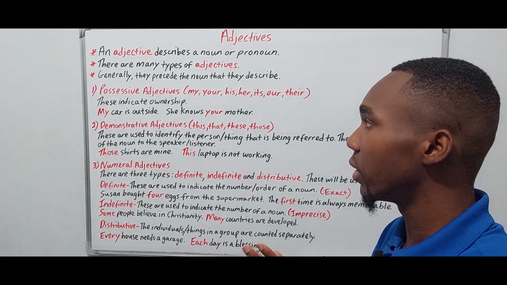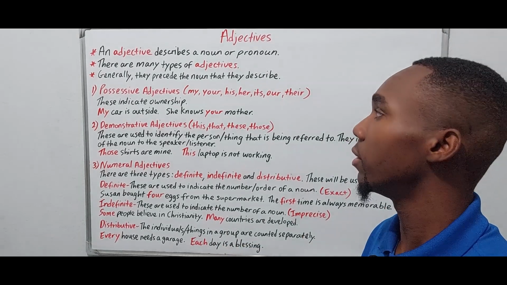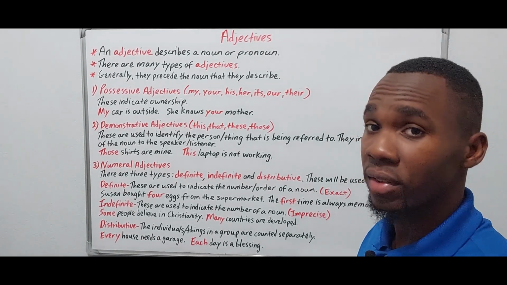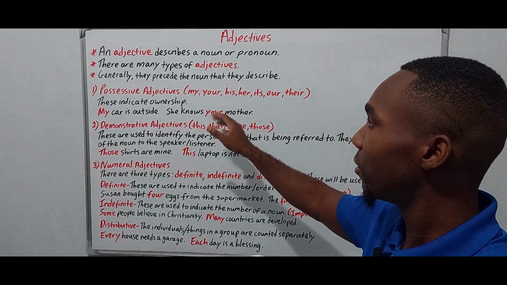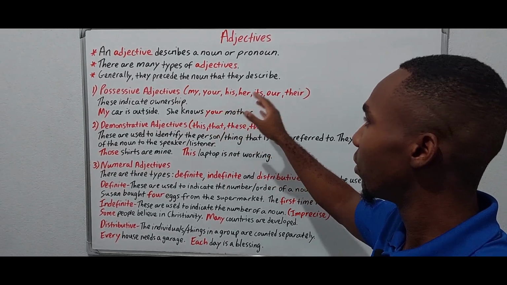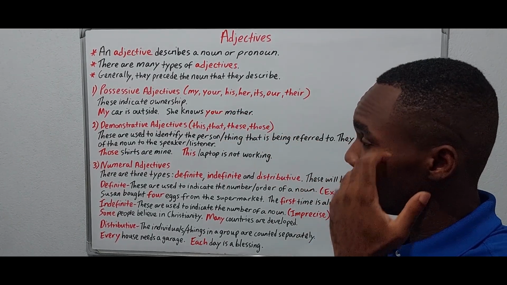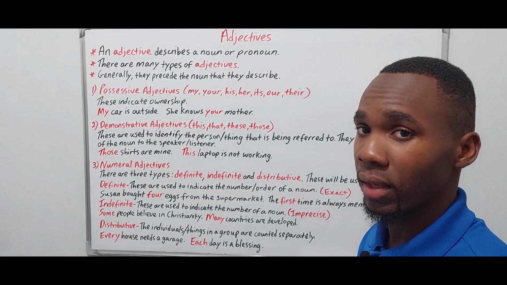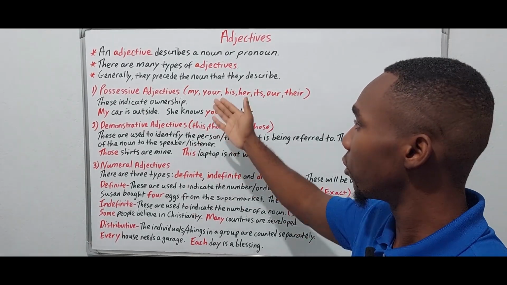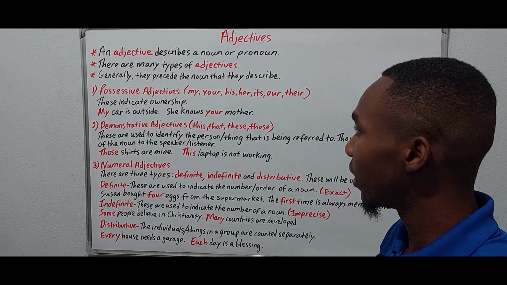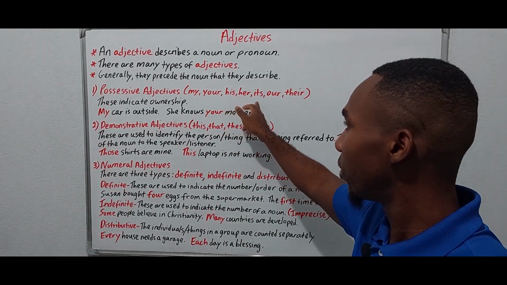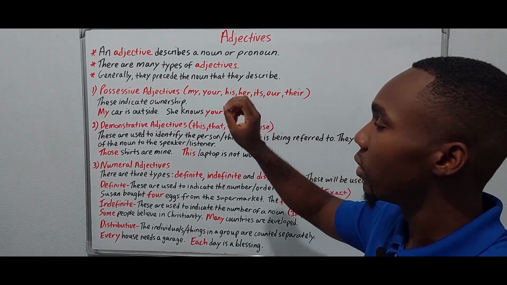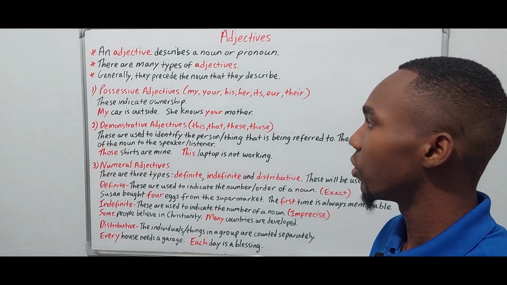And the first one we're going to look at is called a possessive adjective. These indicate ownership, naturally, as they are possessive, right? So the possessive adjectives are going to be my, your, his, her, its, our, their. As you will see, these all represent the grammatical subjects that exist in English, right? So we have the first person singular, the second person singular, the third person singular, the first person plural, and the third person plural. So for example, my car is outside.